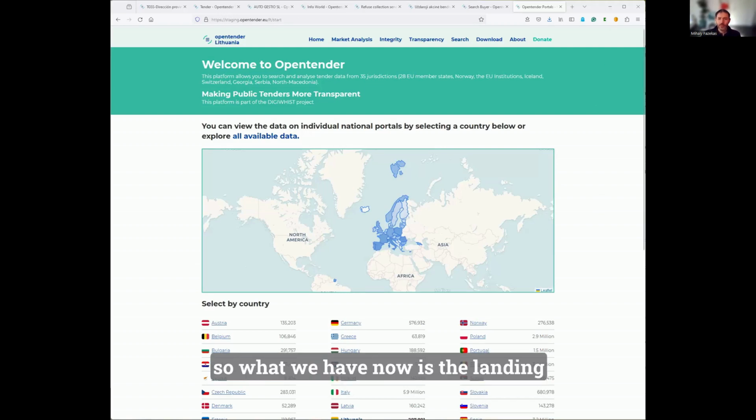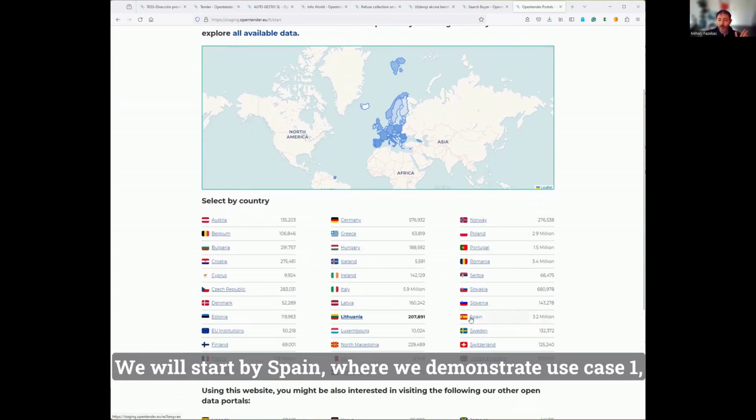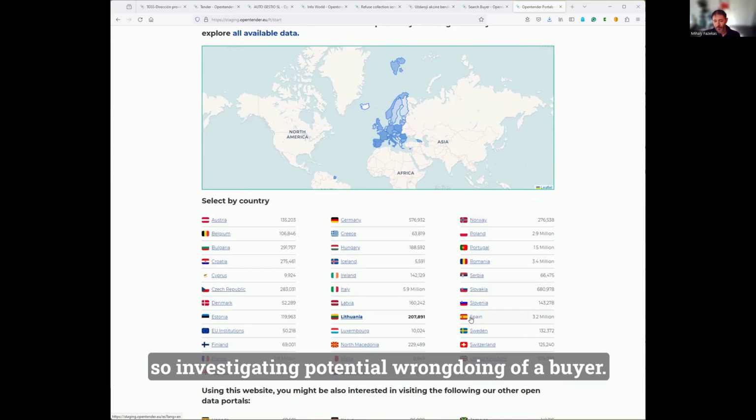Okay, so what we have now is the landing page of opentender.eu. You can look at individual countries through the map, and you can see how many contracts there are, or you can also click on them from the list. We will start with Spain, where we demonstrate use case 1, investigating potential wrongdoing of a buyer.